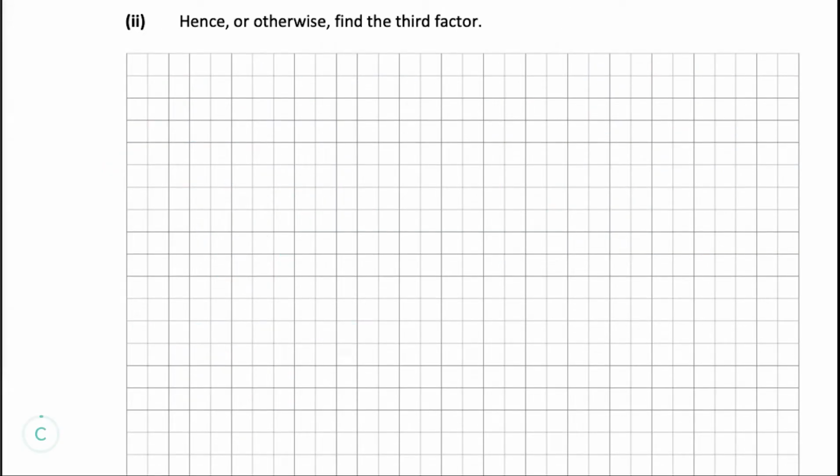Now, the next part says, hence or otherwise, find the third factor. So we know that two of the factors are x minus 2 and 2x minus 1, as that was given to us in the question above. And we're going to let the third factor equal to y. So if all the factors were multiplied together, it would give us the original equation. So we're going to multiply the two factors that we know together. And sub in the values for a and b that we know from the last question. And then gather the like terms on the left side of the equation.